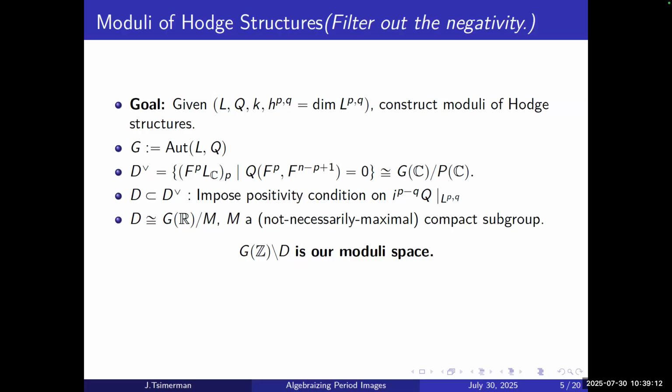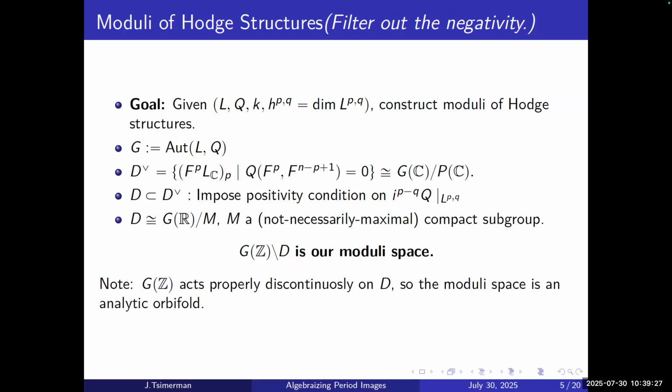And G(Z) mod D is in some precise sense the moduli space. There are some orbifold points, which we ignore, but every complex Hodge structure of this type, where you fix these Hodge numbers and this lattice of this form, occurs at a single point in this moduli space. And you can show, it's not hard, that G(Z) acts nicely on D, so the quotient becomes an analytic orbifold. In fact, we will ignore the orbifold structure and just treat it like a regular space.